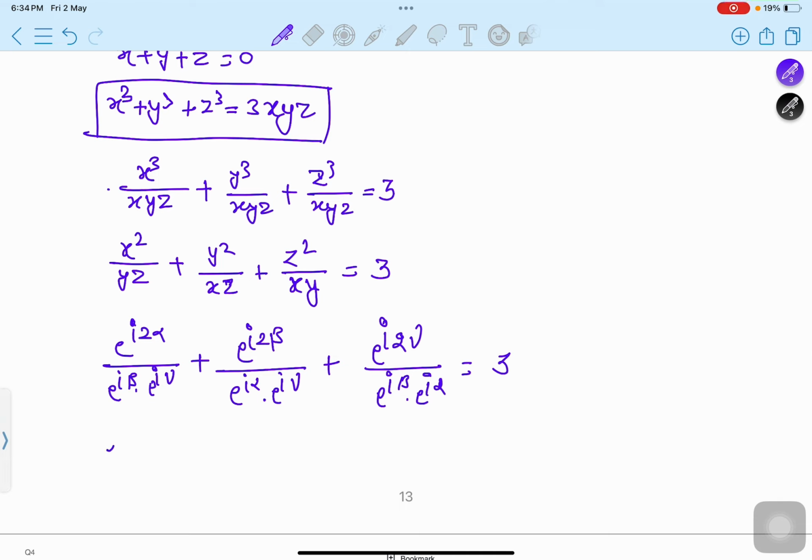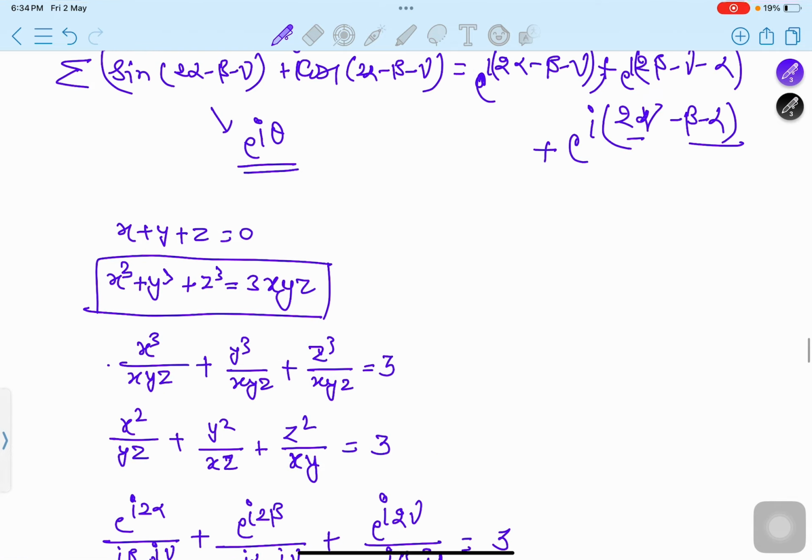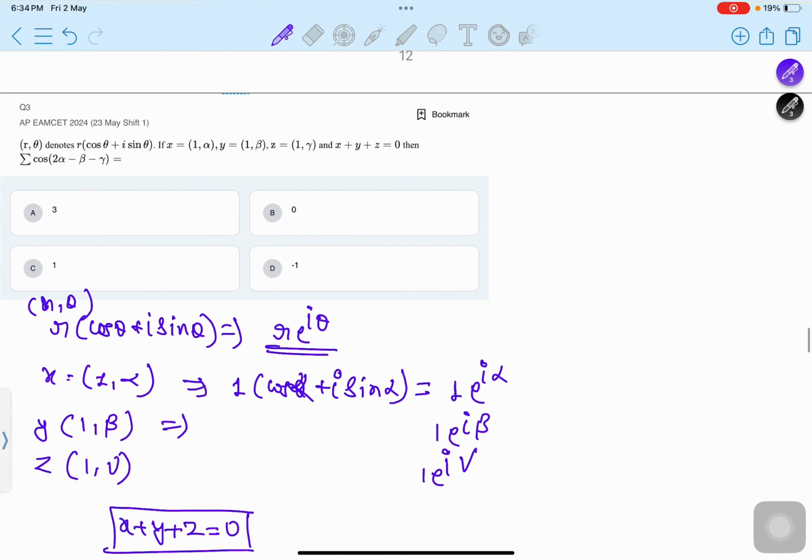Okay, so you can convert it to e power iota alpha minus beta minus gamma, same with e power iota 2 beta minus gamma minus alpha, same with e power iota 2 gamma minus beta minus alpha, equal to 3, and that is the same summation being asked. So that's why your answer is 3. It is not a hard question, it's a very easy type of question.